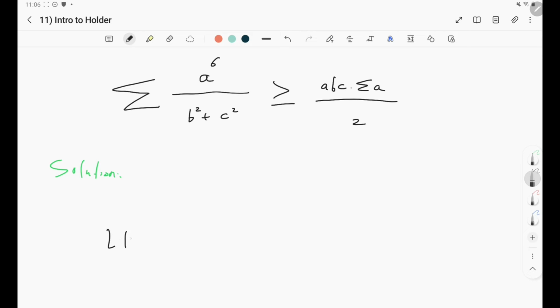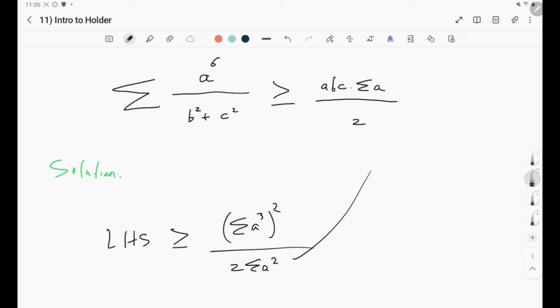So you can just say that the LHS is greater than or equal to sigma a cubed all squared divided by 2 sigma a squared. And this thing looks nice. You can of course now apply this, and just try to show it like that. In fact, if you do that, you'll be able to solve the question. So yes, indeed, Cauchy Titu, the regular Titu works.